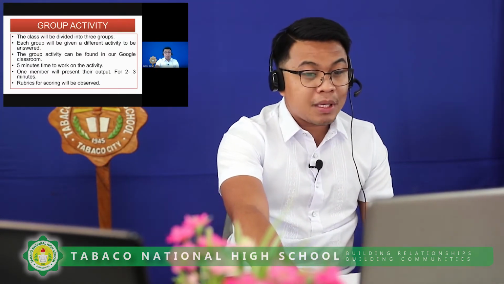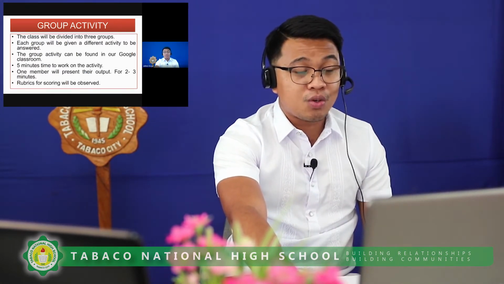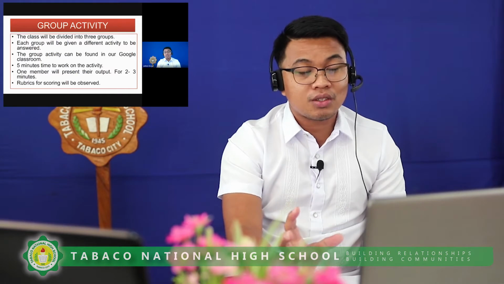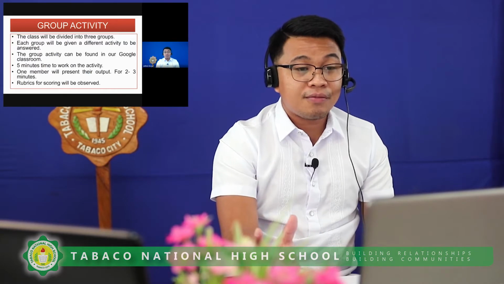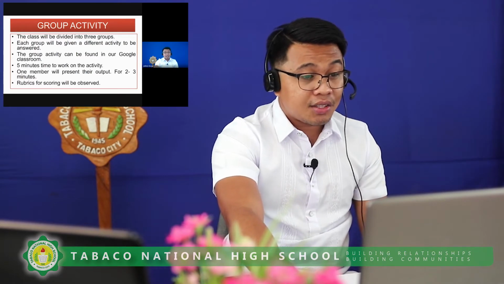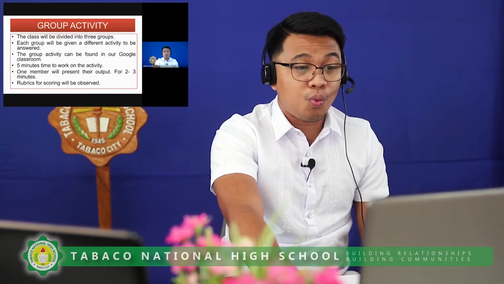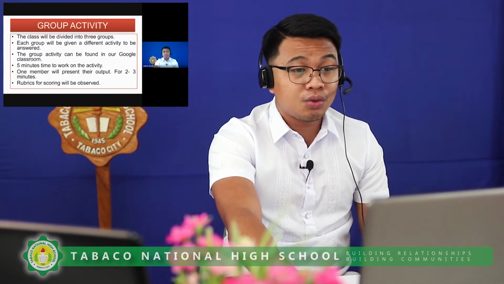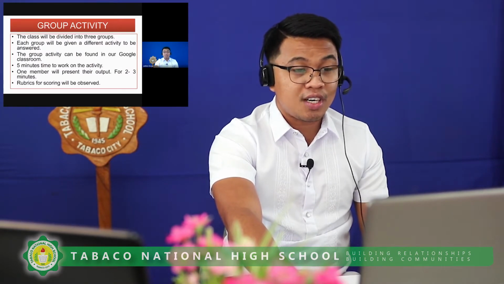Okay? So each group will be given a different activity to be answered. The group activity can be found in our Google Classroom. As we proceed to our Google Classroom, we will have first a short tour about it for you to be oriented on this platform that we are using in order for us to have a harmonious virtual class this morning. Okay? The fourth one is only 5 minutes time will be given to each group to work for it. And one member will present their output for only 2 to 3 minutes. Okay? And this is now the rubrics for scoring that I will be observing to each group.